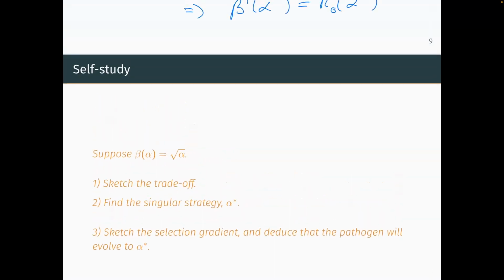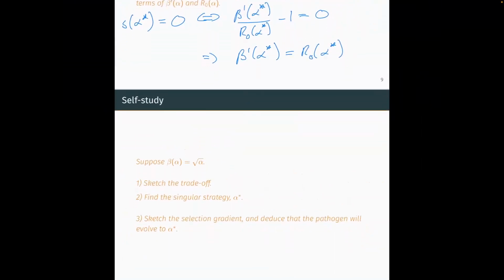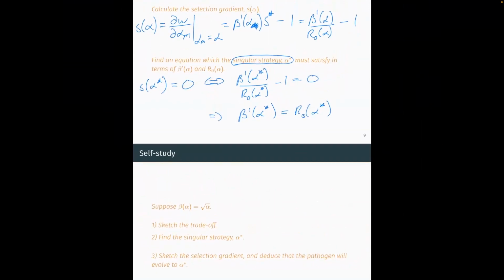I'll zoom out a bit. I will leave that there. So there's the selection gradient up there at the top, and then this is the selection gradient evaluated at the singular strategy.